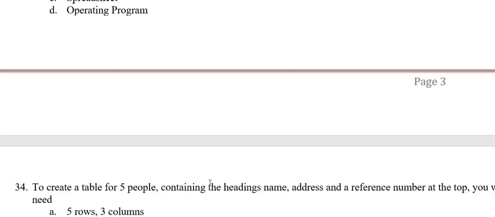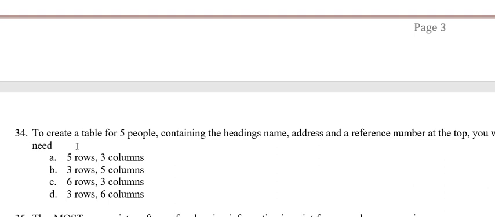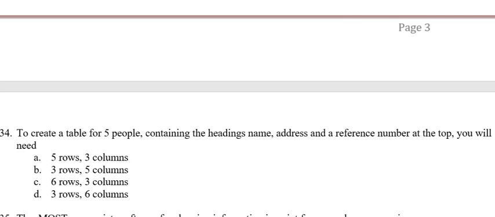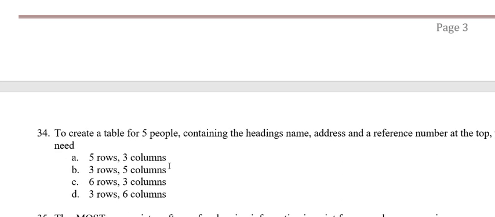34. To create a table for 5 people containing the headings name, address, and reference number at the top, you will need, let's see, approximately 6 rows and 3 columns, because you need to put a header and all the information for 5 people.